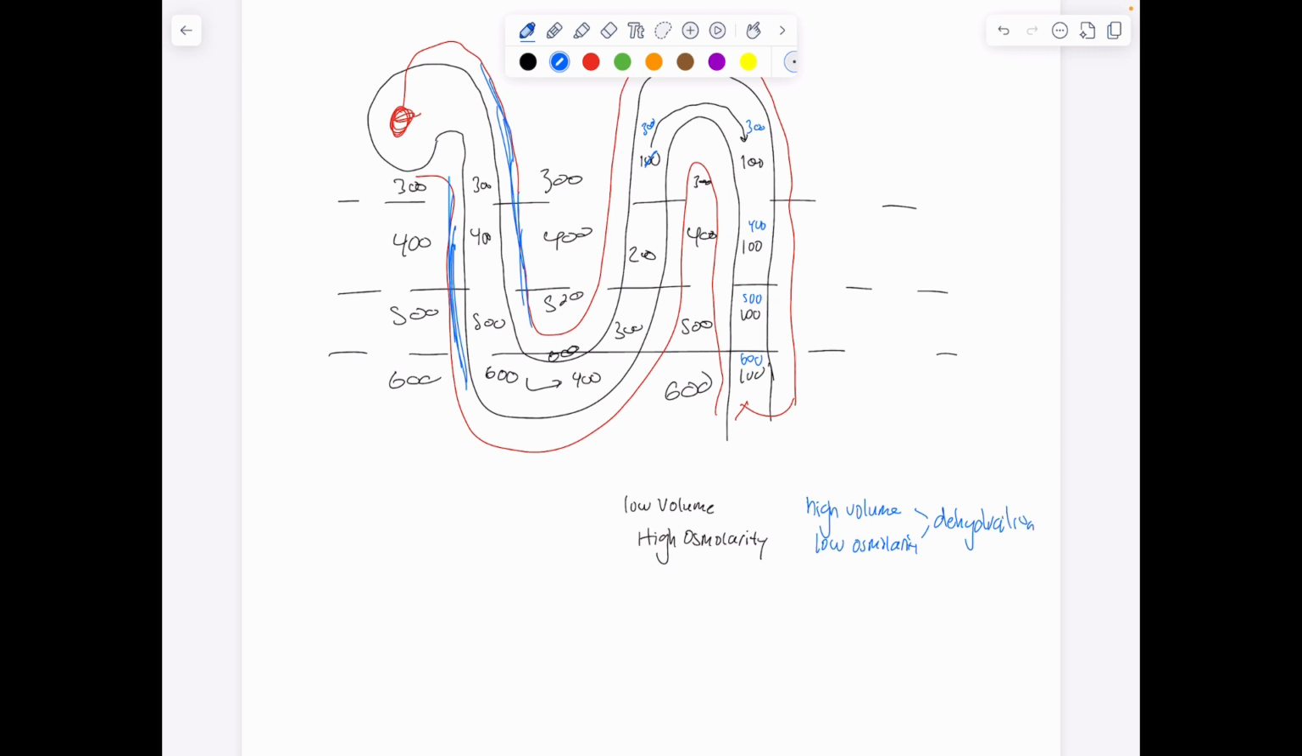And so ADH plays a big role in this because, like we were talking about before, it holds all that water, reabsorbs it. And so if there's more ADH, we're going to pee less. And if less ADH, we're going to pee a lot more. And that wraps up this portion of the lesson.